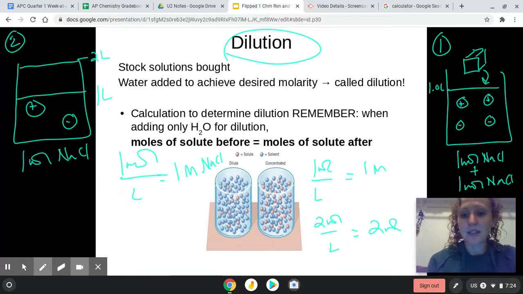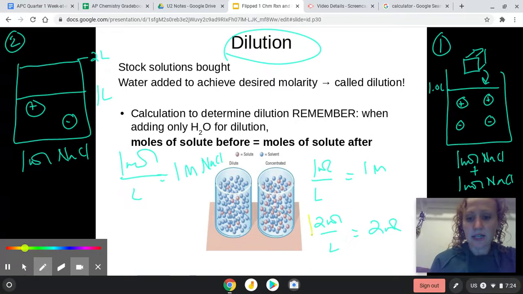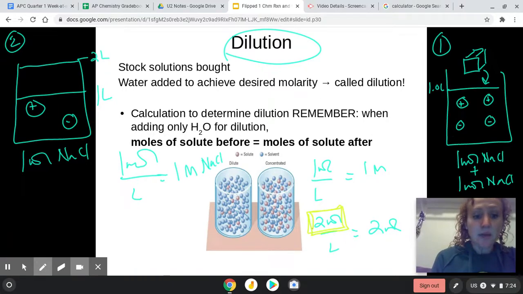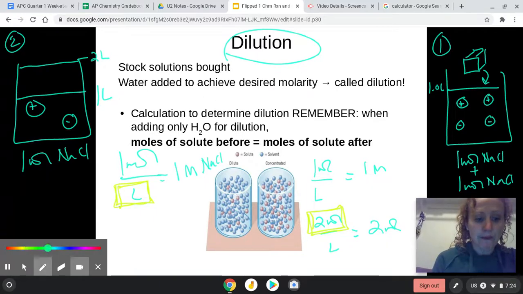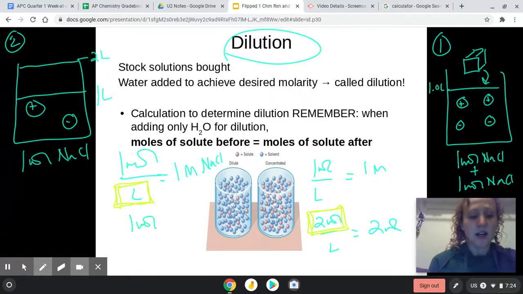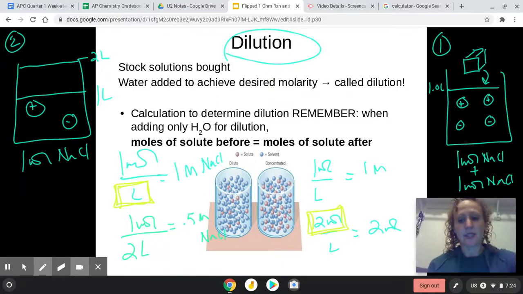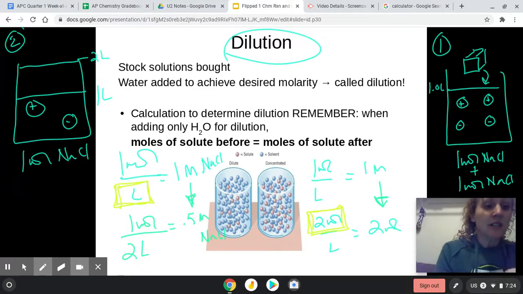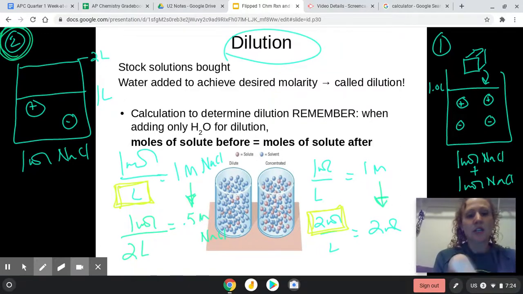So now instead of changing the numerator like I did on this side, what I'm going to change is the denominator, right? So I'm still going to have 1 mole of sodium chloride, but now I have 2 liters of my solution, and my molarity decreases. Instead of the molarity increasing when you add solute, the molarity is going to decrease as you add water. Okay, so this specific scenario, number 2, is called dilution.